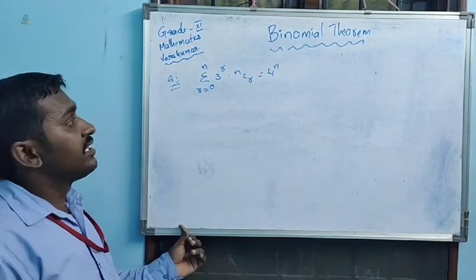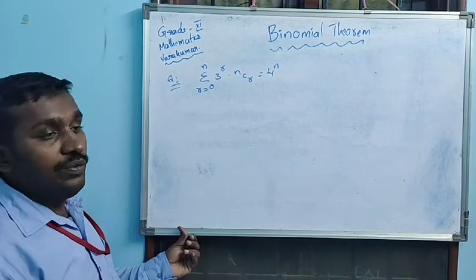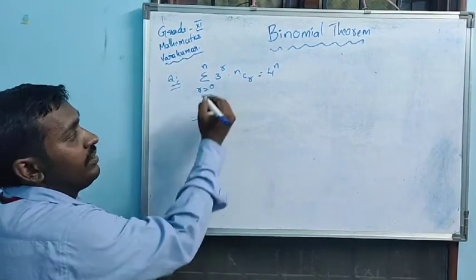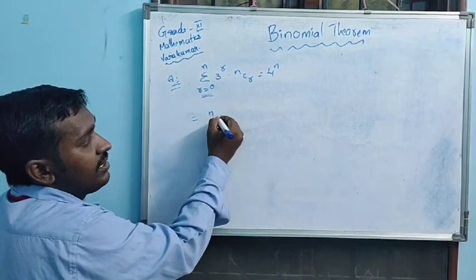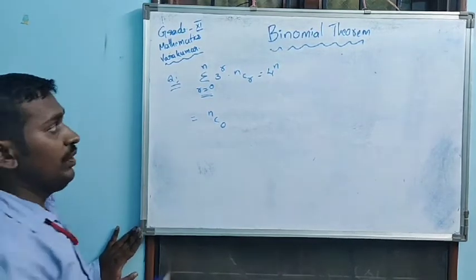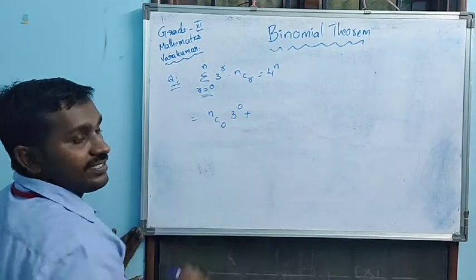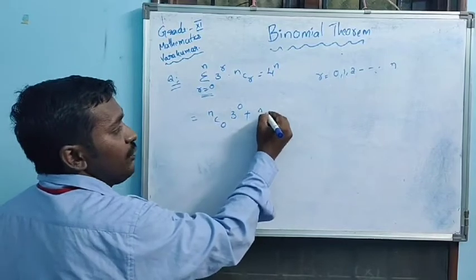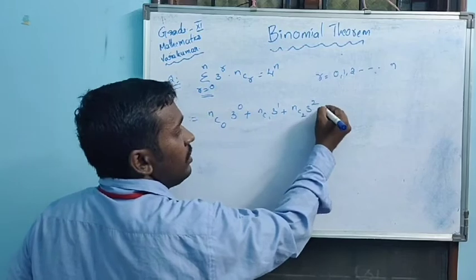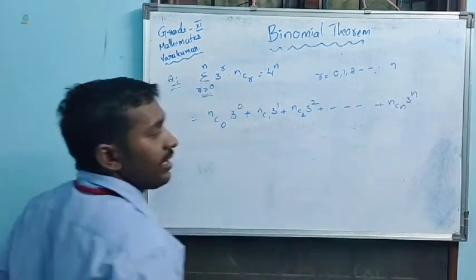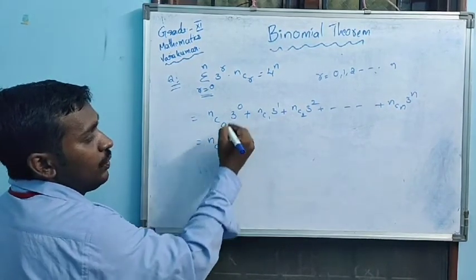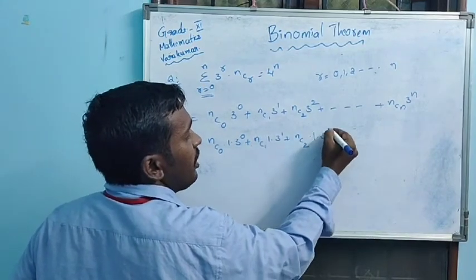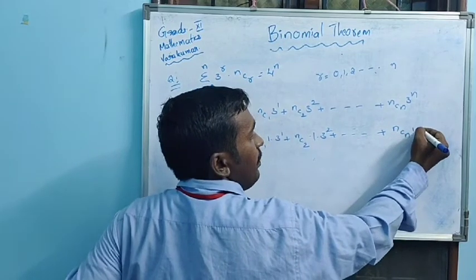Now, last question. Sigma r is equal to 0 to n, 3 power r, NCR is equal to 4 power n. It means the r value we have to start from 0 up to n. Now, first, if you apply the conditions, NC 0, 3 power 0. Because of sigma, I am writing plus. Then r value 0 to n, it means r can be 0, 1, 2 up to n. So then NC 1 3 power 1, NC 2 3 power 2 and so on, NCN 3 power n. Now what can we write? NC 0 into 1 into 3 power 0, NC 1 into 1 into 3 power 1, NC 2 into 1 into 3 power 2, and so on, NCN 1 into 3 power n.